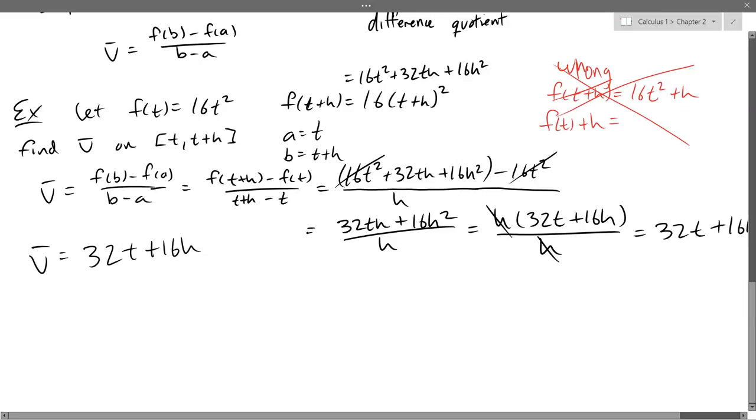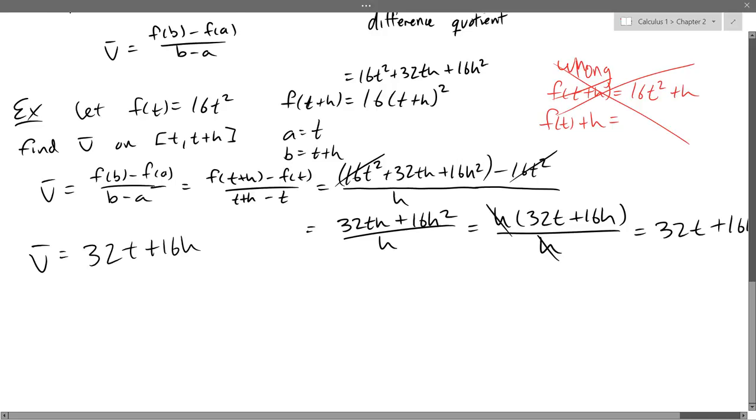All right, way easier than this stuff we had going on before. We had to start squaring stuff and all that. This is going to be a way nicer formula for us to work with. We're going to plug some numbers in.